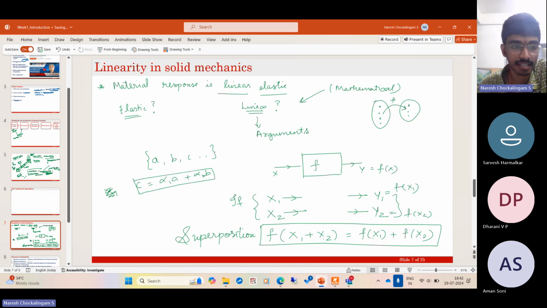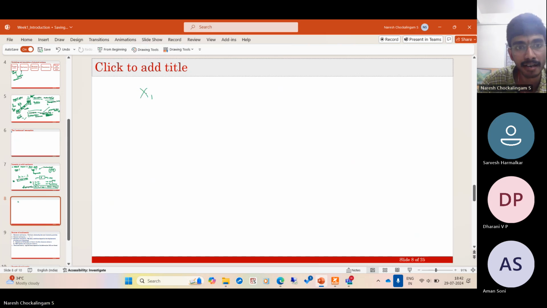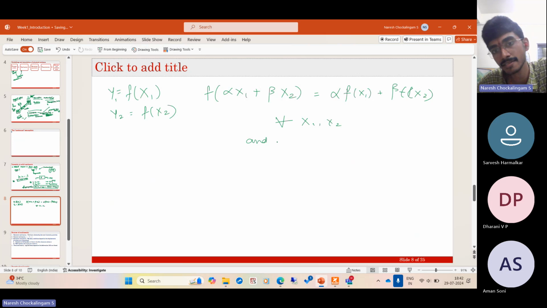So the more general definition that sir would have told in the lecture is: if y1 is equal to f of x1 and y2 is equal to f of x2, then f of alpha x1 plus beta x2 is equal to alpha times f of x1 plus beta times f of x2, for all inputs x1 and x2 and scalars alpha and beta. So in physics, let us solve a small problem with it.